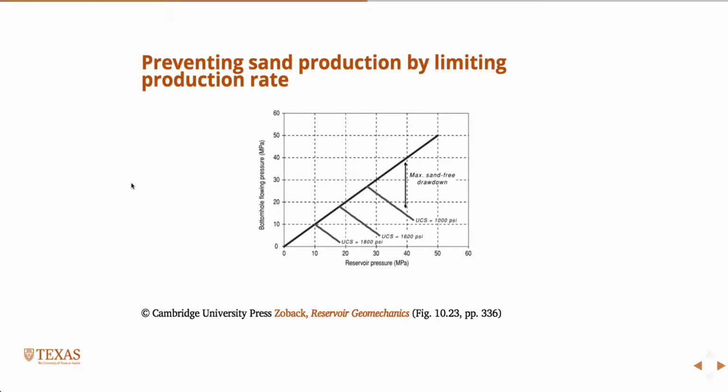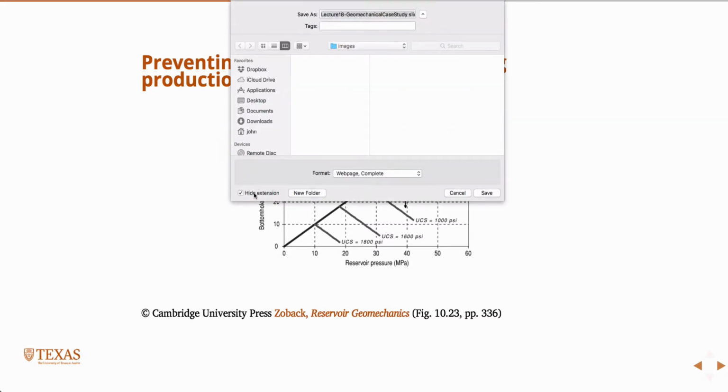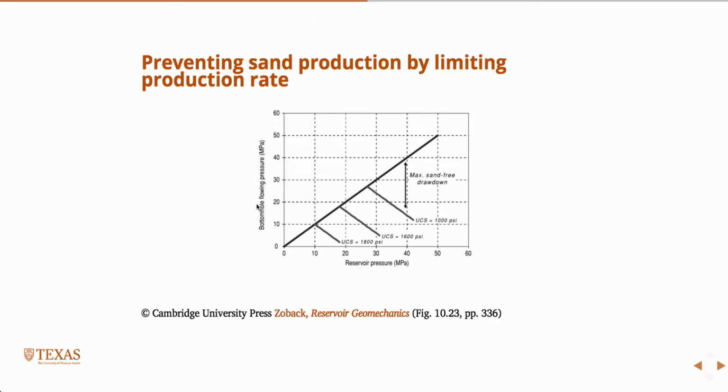So you can then look at those finite element simulations. They are expensive, but what you can do is run a series of them and then interpolate in between. And this would be one way that you could look at it. So what you're looking at here is the bottom hole pressure versus reservoir pressure. Only below this line would you be producing anything, right?